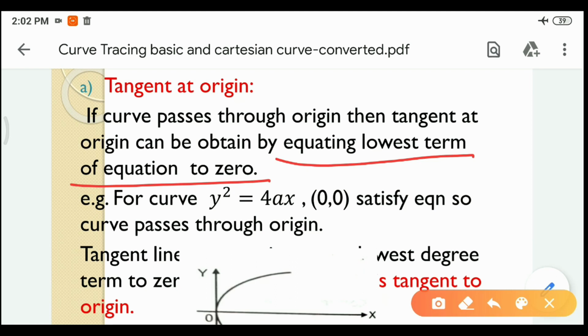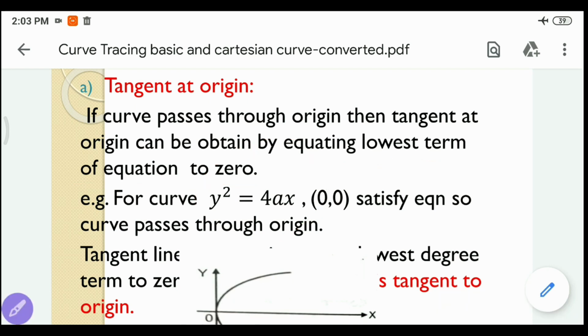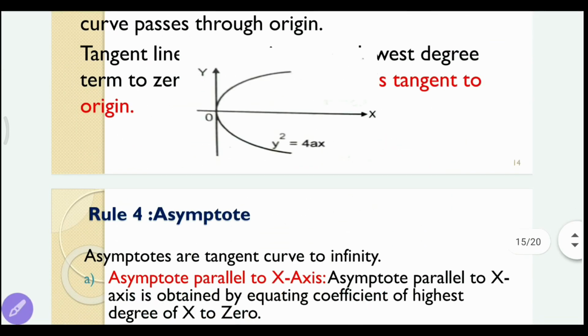Okay, that means whatever terms you have with the lowest degree, you take them on one side and equate them to 0. For example, if you look at this, we have y square as one term and 4ax as another term. But the degree of y square is 2 and the degree of 4ax is 1. So we equate 4ax to 0, and we get the tangent at the origin.